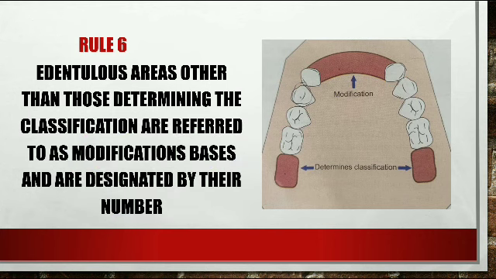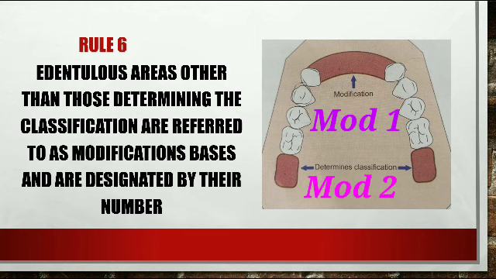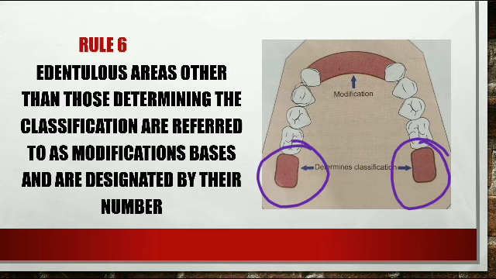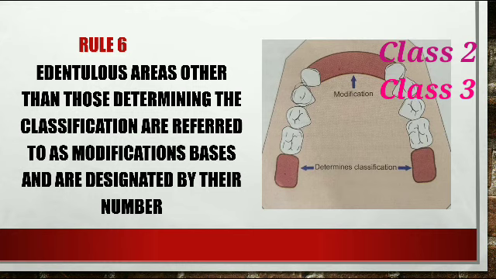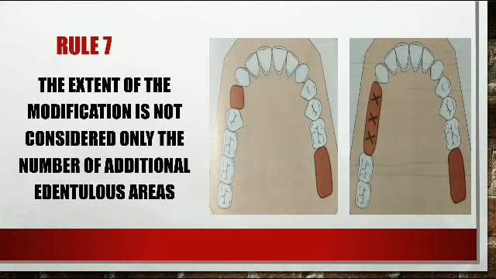Suppose there are two modification spaces, then it will be mod 1, mod 2, and the most posterior one will be class 1 Kennedy, class 2 Kennedy, class 3 Kennedy. Now let us move on to rule number 7. Rule number 7 is the extent of the modification is not considered, only the number of additional edentulous areas.